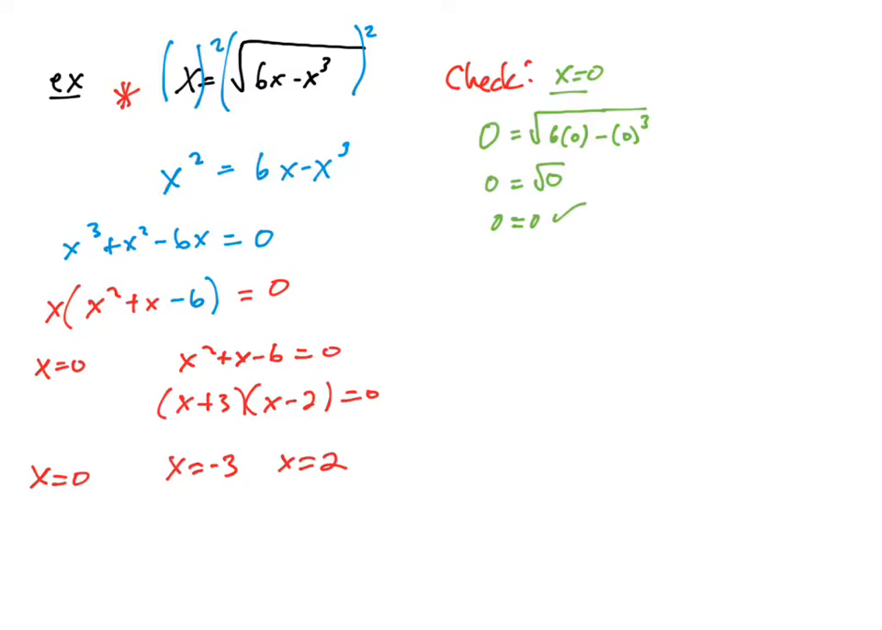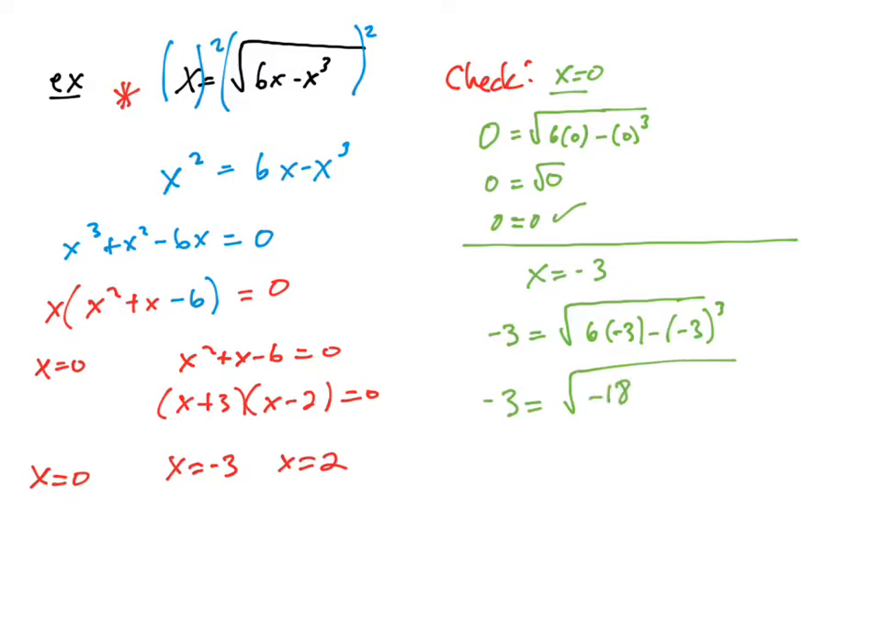So that works. When x is equal to negative 3, what happens? We have negative 3 equal to the square root of 6 times negative 3 minus negative 3 cubed. We get negative 18. Negative 3 cubed is negative 27, and then minus a negative 27 is plus 27. We get negative 3 equals square root of 9. Well, negative 3, we take the square root of 9, we get 3. So that actually does not work. So x equals negative 3 is not a solution.